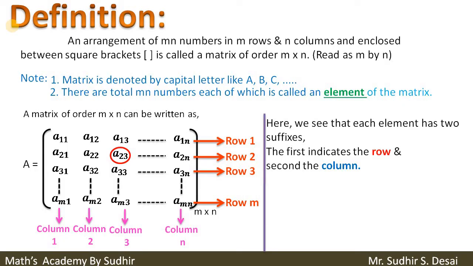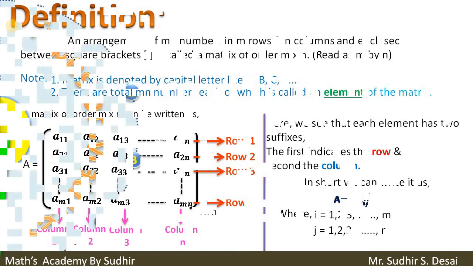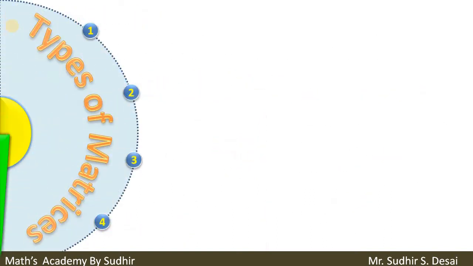Now A23, where does it lie? It lies in row 2 and column 3. So in short, we can write this matrix A as Aij, where i is running from 1 to m. This indicates the number of rows and j is also running from 1 to n. This indicates the number of columns. Now let's go to the types of matrices.